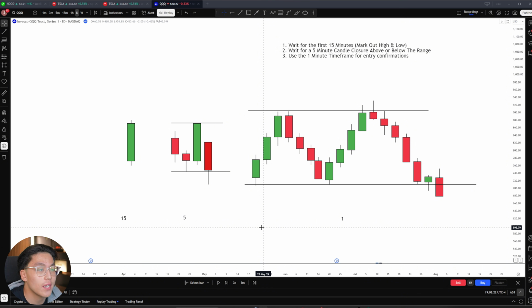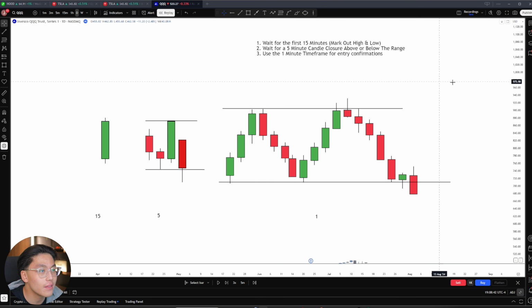So as you can see right here, a candle closure above or below your 15-minute range is going to be very important. If we have wicks, that indicates a potential reversal in the market. And then finally, after we get your 5-minute candle closure above or below your 15-minute range, we can go on to the 1-minute time frame and look for entry confirmations.